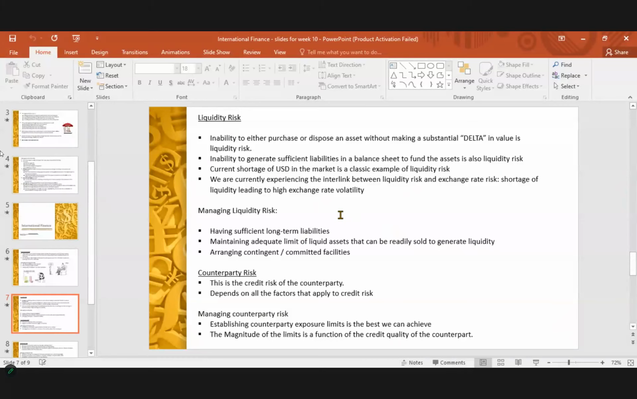Then the other thing is liquidity risk. Forex has liquidity risk also. I mean, we discussed it in fixed income also, in trading. Some instruments have higher liquidity than the others, right? Here also we have that liquidity risk. Liquidity risk is the inability to either purchase or dispose of an asset without making a substantial delta in value. That is what you call liquidity risk. Now, what is it in simple terms?